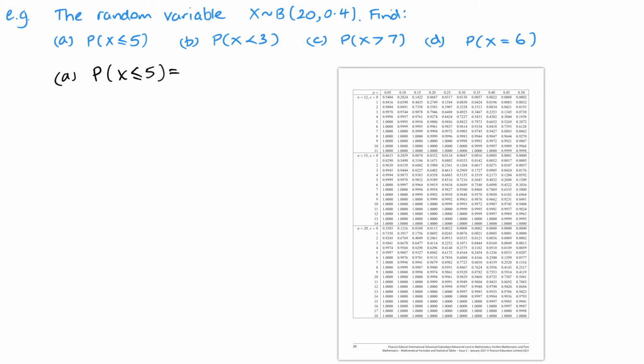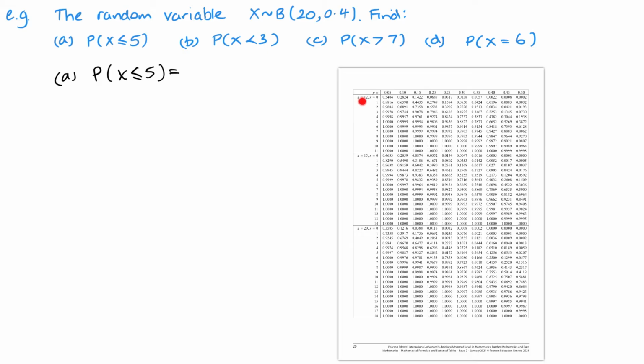This is one of the pages within that formula booklet, or the end of your textbook, and you'll see that you've got probabilities along the top. They're going up in 0.05s, so like 5%, 10%, 15%, 20%, and so on, all the way up to 0.5 there.